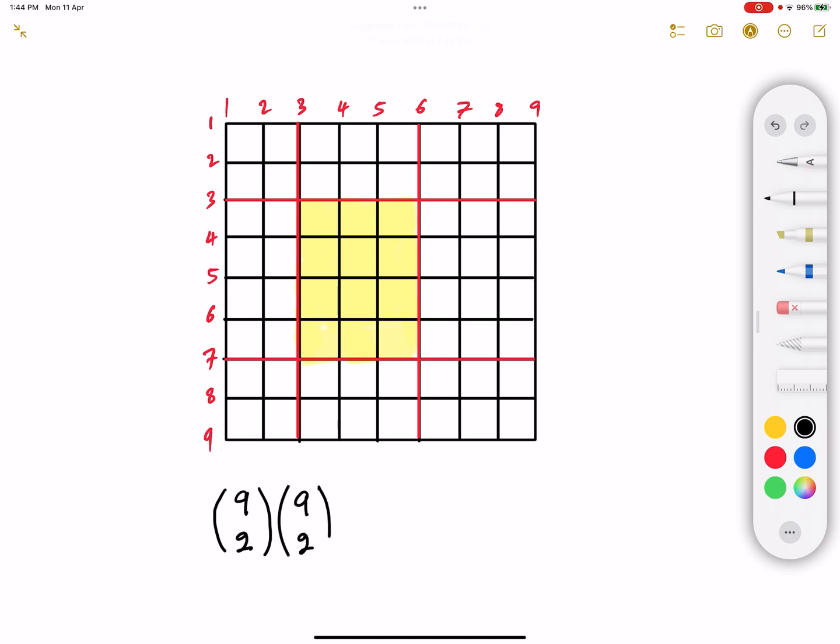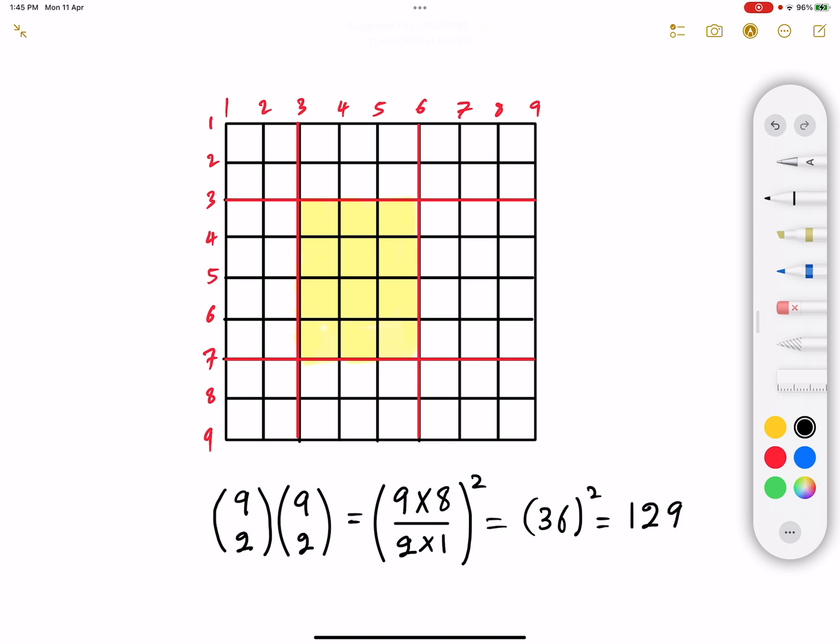That's the total number of rectangles that we can get. 9 choose 2 is nothing but 9 times 8 divided by 2 times 1, which is 36. And we need to square that. So this is equal to 36 squared, which is 1296. That's the total number of rectangles that we can get.